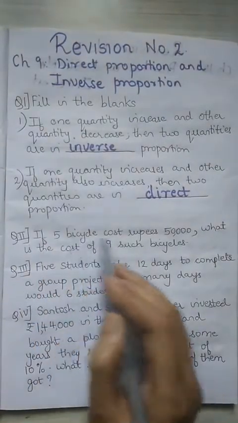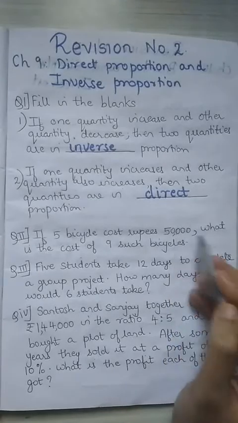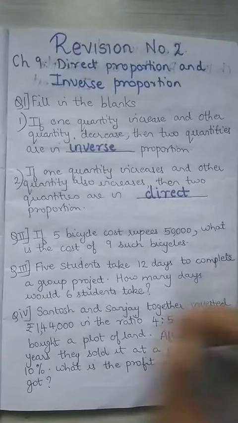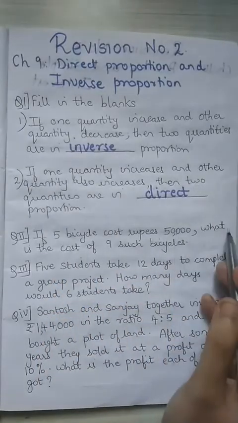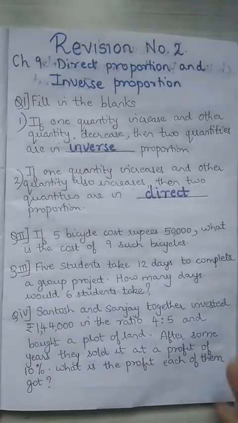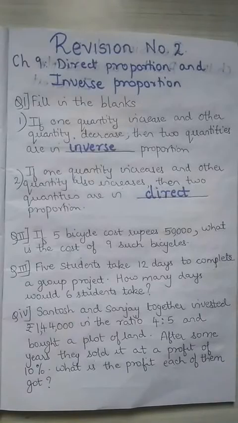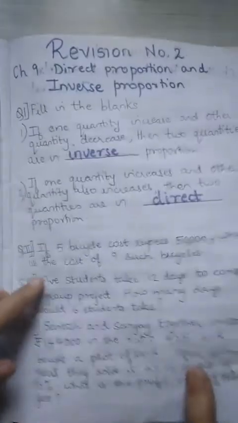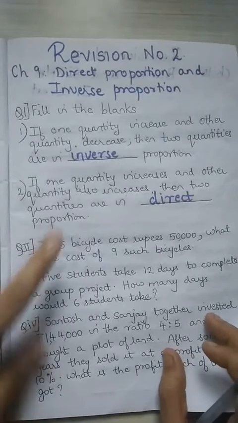If 5 cycles cost rupees 50,000, what is the cost of 9 such bicycles? 5 bicycles cost 50,000. What is the cost of 9 such bicycles? I will be solving the revision paper questions on the next page now. Alright, I have written over here Chapter 9 revision 2 answers. So what is the first question? Sorry, second question. First one is filling the blanks.